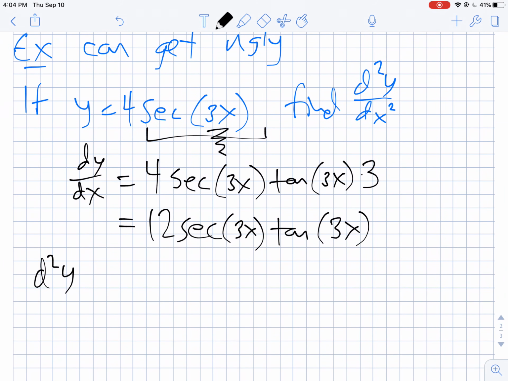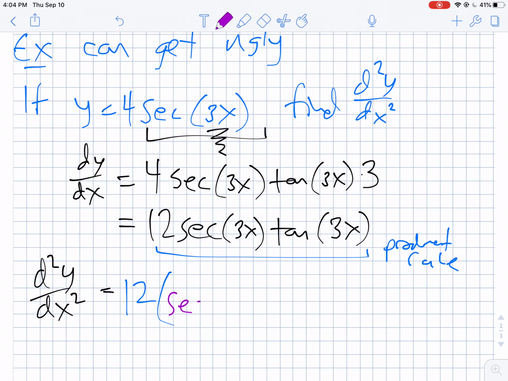So when I go ahead and have to apply and find the second derivative here, I must use the product rule. And of course, as part of that, I'm going to have to use the chain rule a couple times. You can see things are getting a little out of hand here. Okay, so say we have a 12 in front.